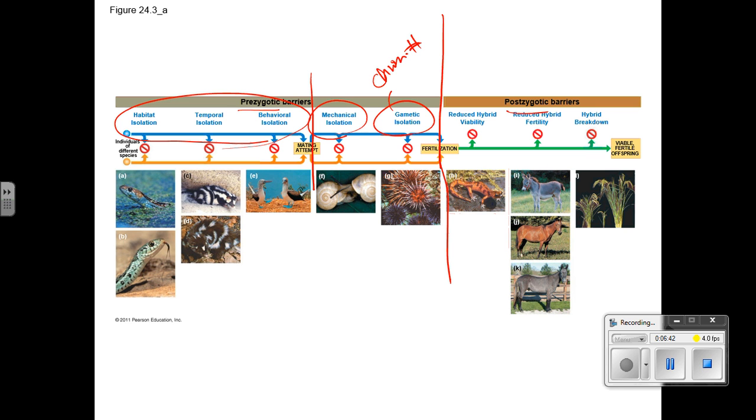Then we get to a point where, okay, mating was possible. They actually fertilized; the sperm fertilized the egg. Now we're getting into what happens that prevents healthy, fertile, viable offspring. Sometimes the hybrids are not very viable. They're not healthy. Sometimes they produce healthy offspring, but the healthy offspring are not fertile. Think of mules. Mules are not fertile. And sometimes they just simply break down. They don't ever reproduce. They don't make more of themselves, and it just ends there.